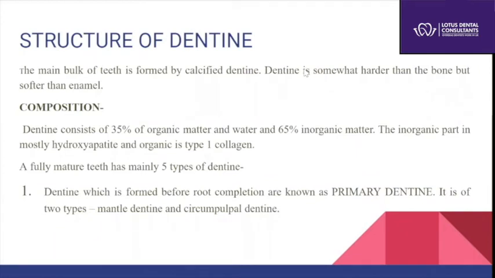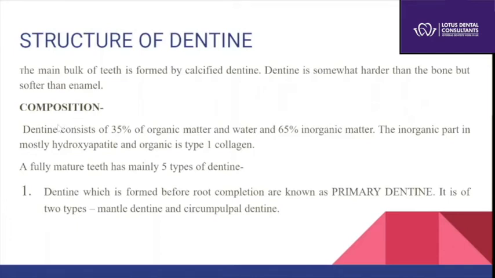In the exam, they give you a multiple choice question: arrange the following in the order of hardness: enamel, dentine, bone. I've seen this MCQ in a mock ORE paper. Enamel is the hardest, right? Then dentine, and then bone. Bone is the softest among the three. Clear?